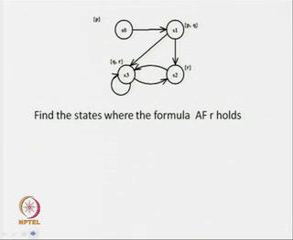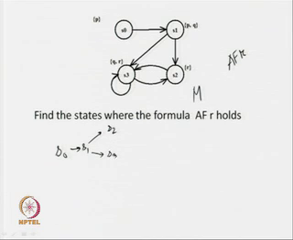Now, the first question I said: find the states where the formula AF R holds. That means in all paths in future R holds. Now, we have to see it is a state formula. We are going to look for the state S0, and say that this is my model M. In S0, only one path is emanating, going from S0 to S1, then from S1 I have two possibilities, either I go to S2 or S3.